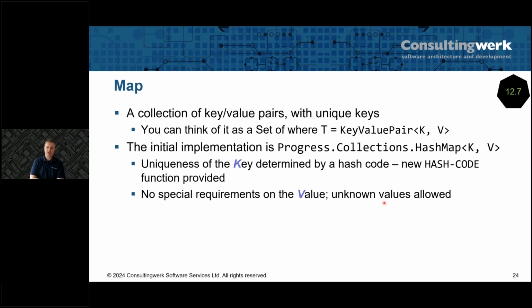Maps are also very, very useful things. Again, sets of key value pairs, property names, a variety of uses for maps. Anything where there's a name value set, you're going to use these. The initial implementation from Progress is what's called a hash map, hash map KV. As I said, the keys are unique, and in the hash map, the key value is determined by a hash code.